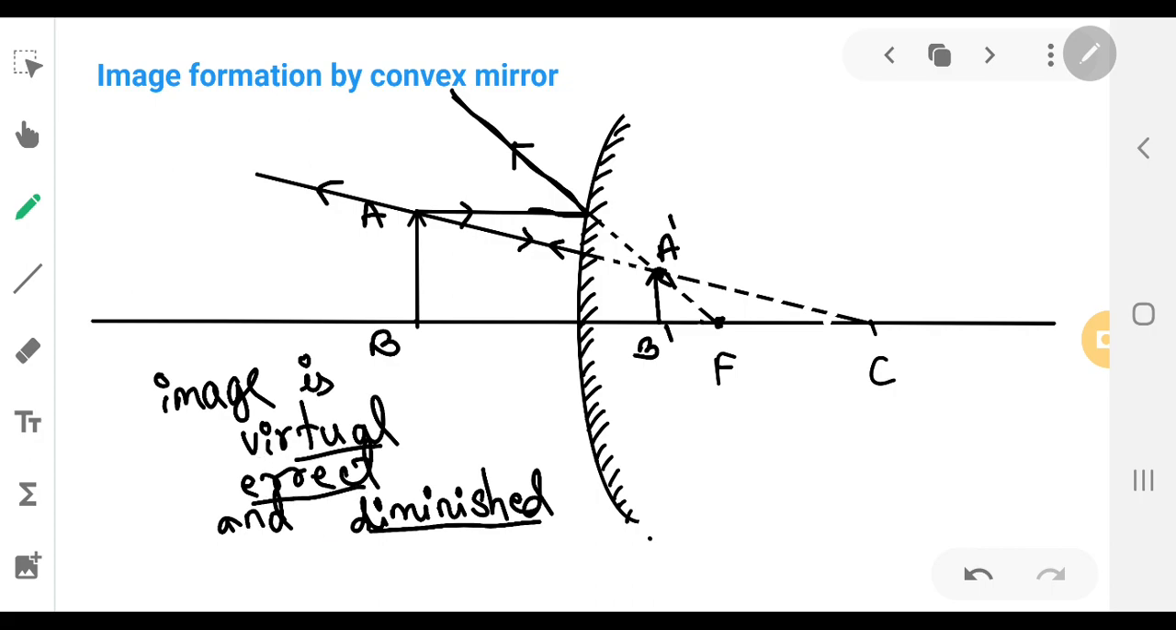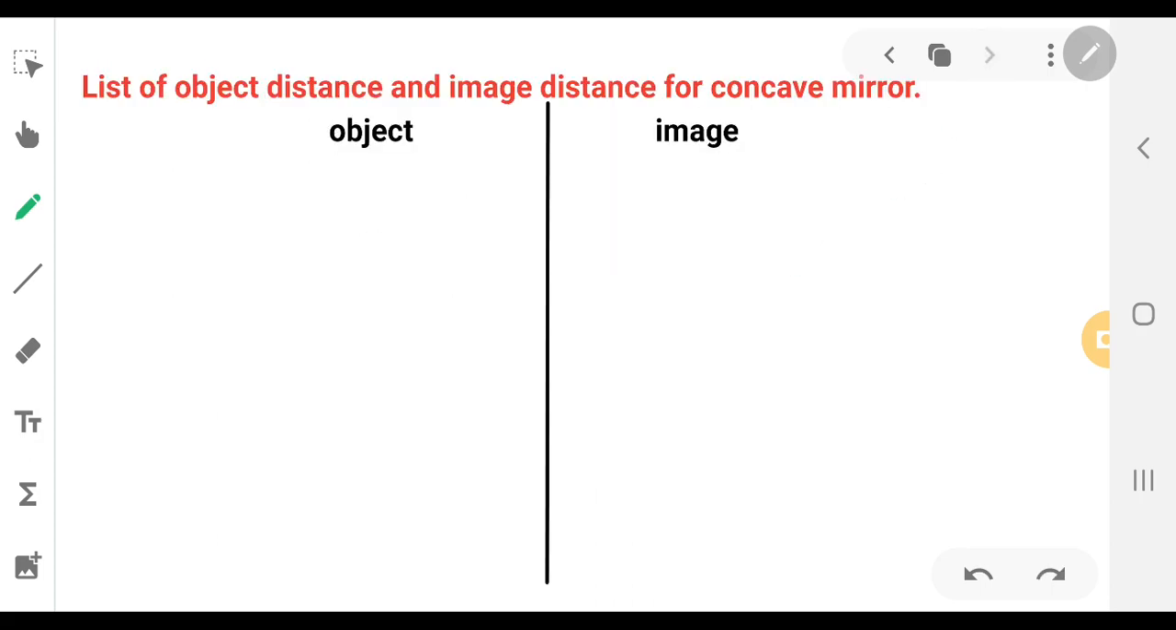So these all are the image formations by a concave mirror at different positions and by a convex mirror. Now you have to list out the object distance and image distance for the concave mirror.